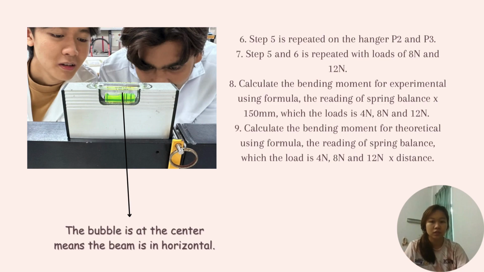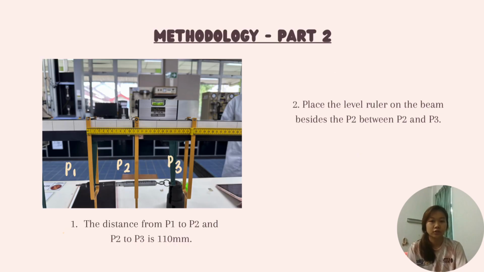Methodology Part 2. First, the distance from P1 to P2 and P2 to P3 is 110 millimeter. Secondly, place the level ruler on the beam beside P2, between P2 and P3.